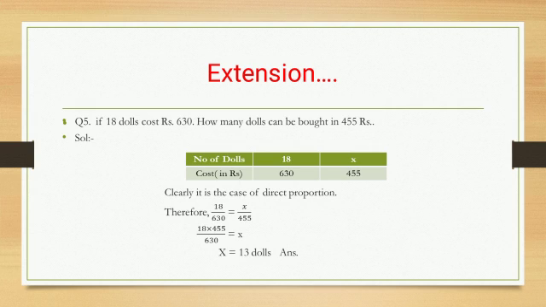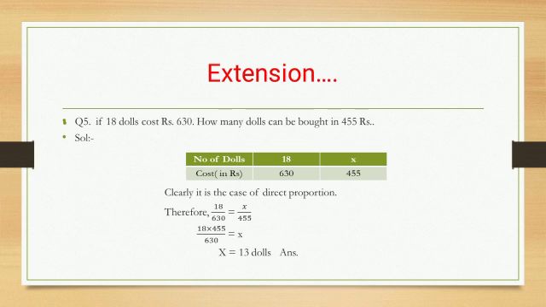And how many dolls can be bought in rupees 455? We are getting a smaller amount this time. It means we can buy fewer dolls with this much money. Okay, it means our answer will be less than 18 rupees, sorry, 18 dolls. So clearly it is a case of direct proportion. So we have understood the problem. It is direct proportion, because if there is a decrease in one, then definitely the other one will also decrease. So that's why we are writing it as direct proportion.